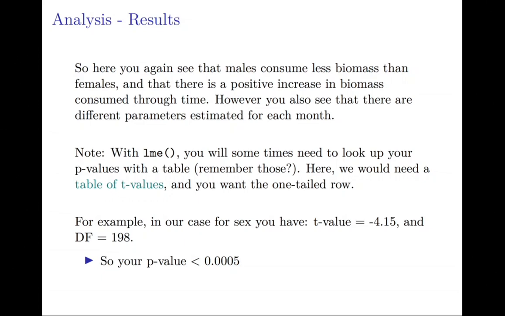And I will note that with LME, you sometimes will need to look up your p-values with a table, if you remember those. Here we would need a table of t-values, and you want the one-tailed row. Because you can see in our previous example, the p-values are just estimated as 0. So you want to make sure that you look them up so you can specify them when you report them. So for example, in our case, for sex, we have a t-value of negative 4.15 and a degree of freedom of 198. So our p-value is less than 0.0005.